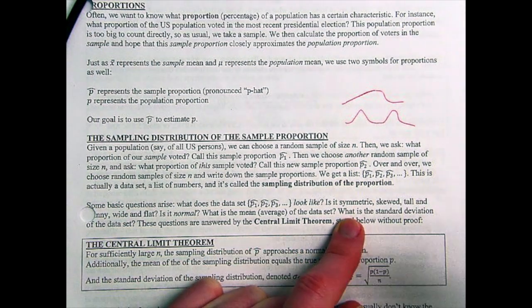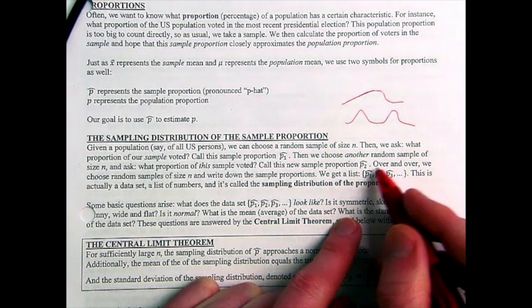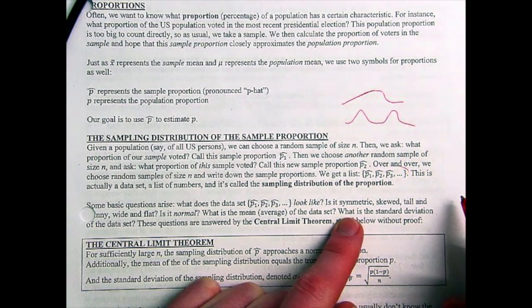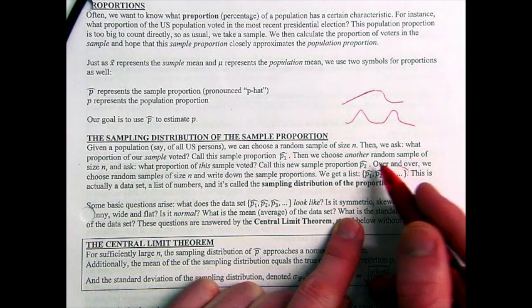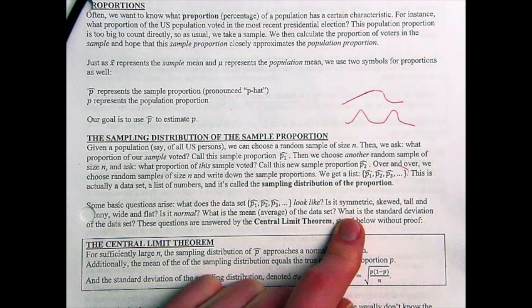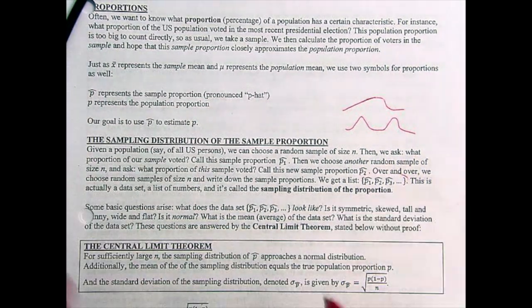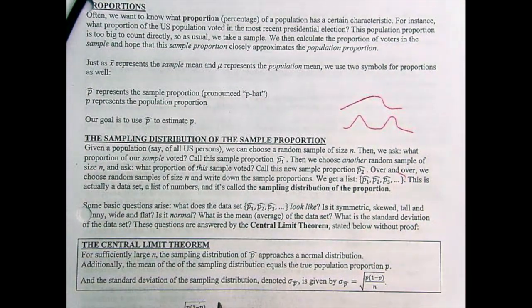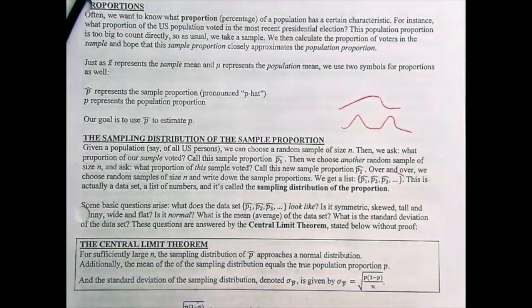What is the mean of the data set? If you take all these sample proportions and find their average, what do you get? What is the standard deviation of this data set? Remember, standard deviation is a measure of the spread in the data. So we could ask how spread out this data set is. So there are lots of questions that we can ask about the sampling distribution of the proportion.